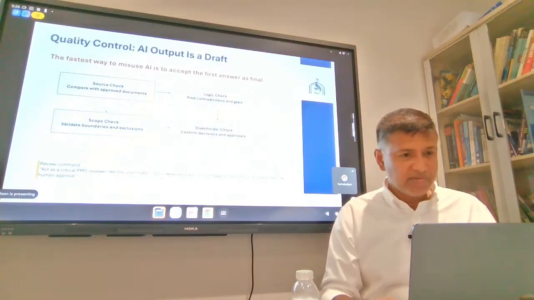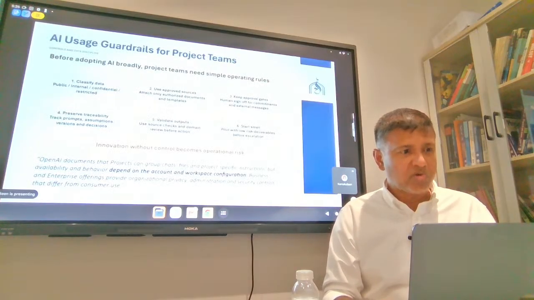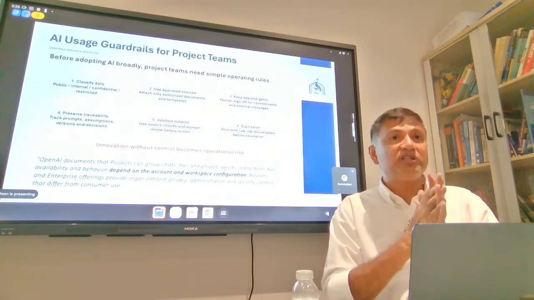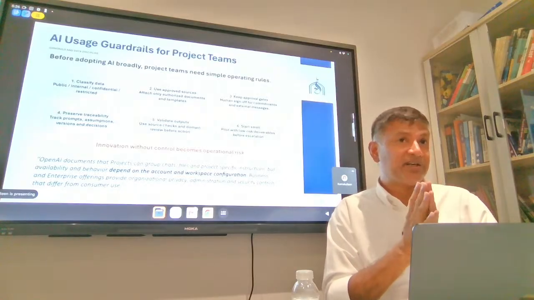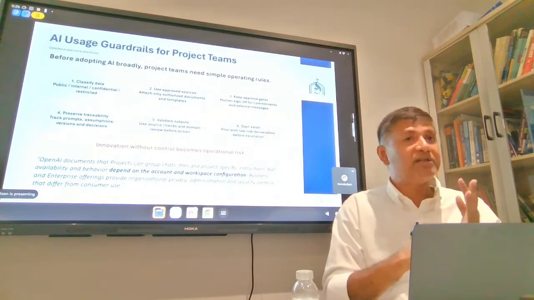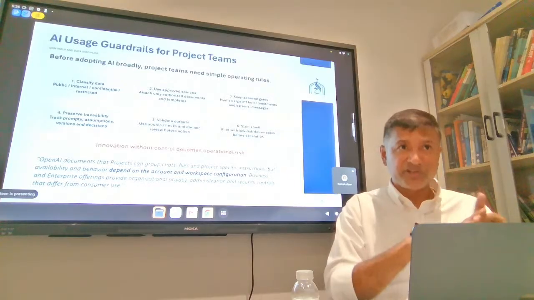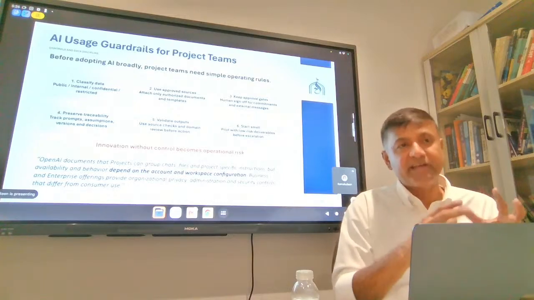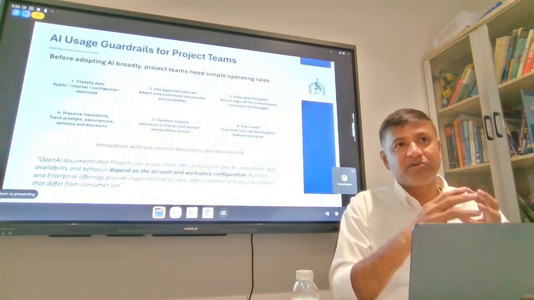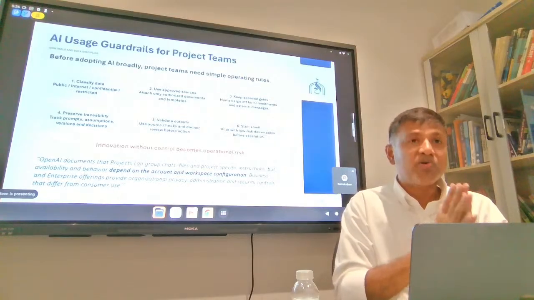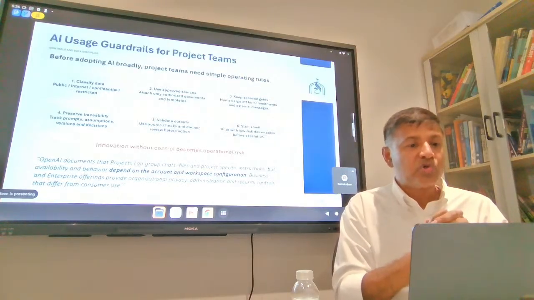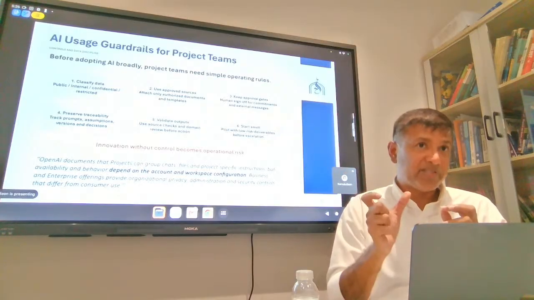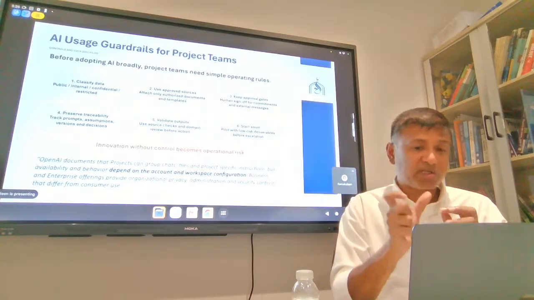Due to the time, I just want to tell some of the guardrails for the project team. As I told you, the first point is to classify the data. What is public, what is internal, confidential, restricted? Don't assume that whatever you attach to a chat is secured. So you have to classify the data. Use approved sources: attach only authorized documents and templates if you are really using the project workspace.